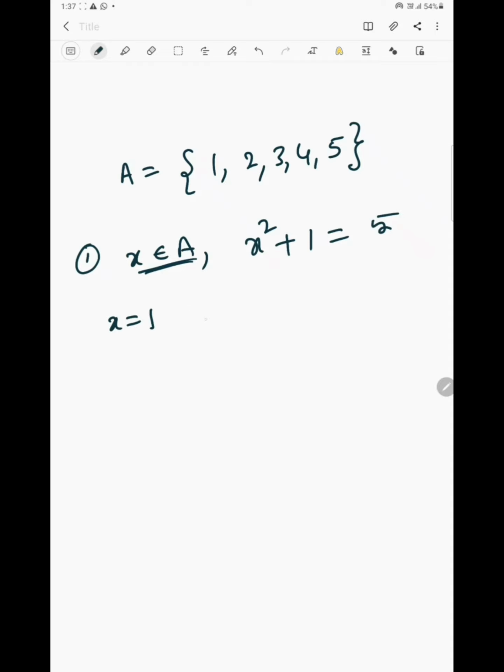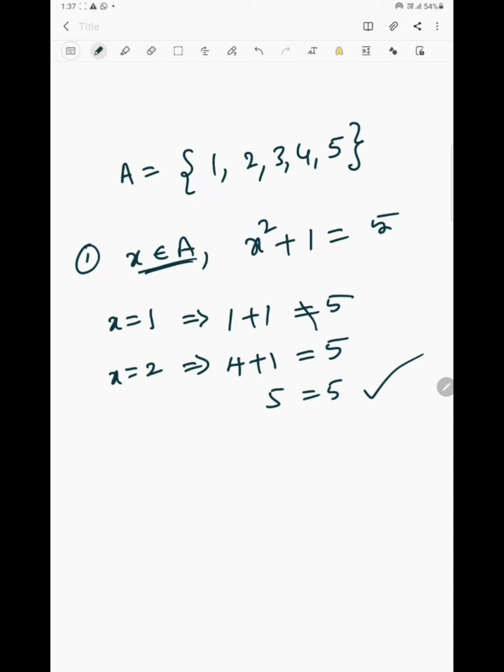That is, if x is equal to 1, what is the value of this one? x square, 1, plus 1 is equal to 5? No. If x is equal to 2, x square means 4 plus 1 which is equal to 5. Yes, 5 is equal to 5. Correct. x is equal to 3, then 9 plus 1 is equal to 5? No.